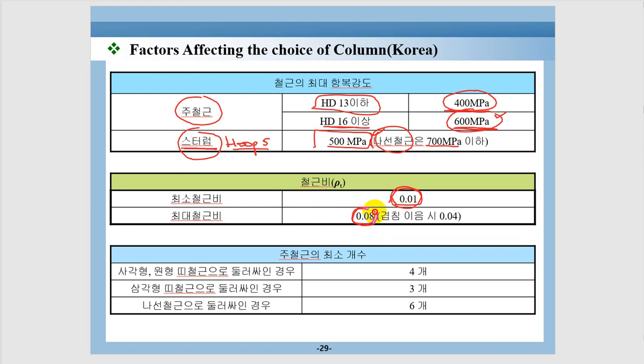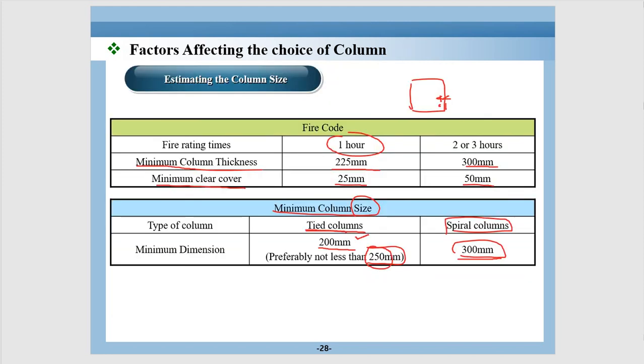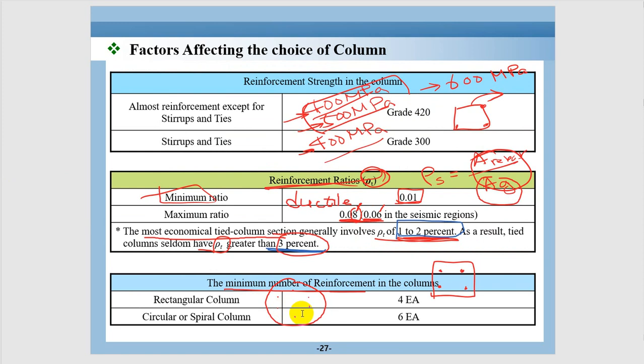This is the same for Korean and the ACI American code: 0.01 and 0.08. The maximum rebar ratio is 8%, I mean the minimum rebar ratio is 1%, and if we have splices, then the maximum rebar ratio cannot go over 4%. But in any case, as we explained, what we recommend is 1 to 2%.